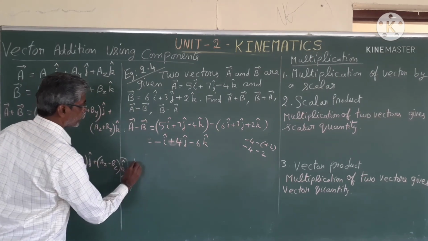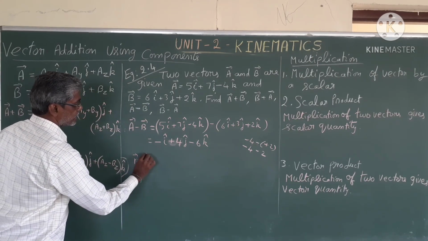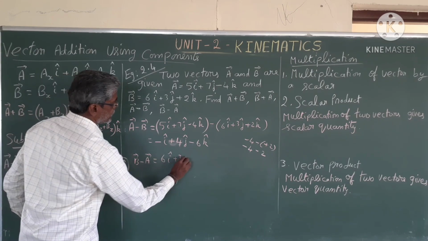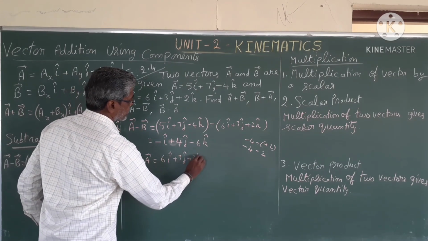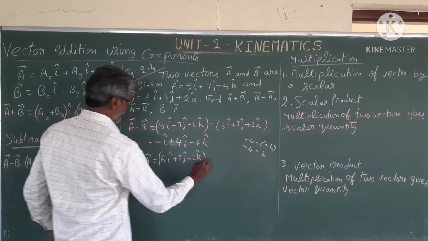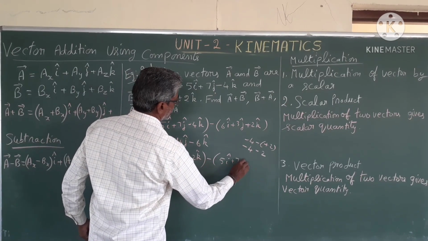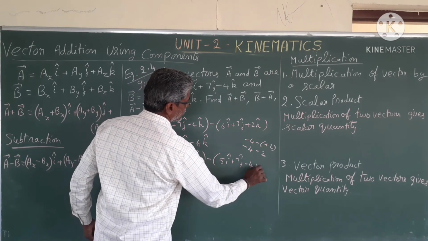Understood? Next we will go for B vector minus A vector. So B vector is 6i plus 3j plus 2k minus A, which is 5i plus 7j minus 4k.